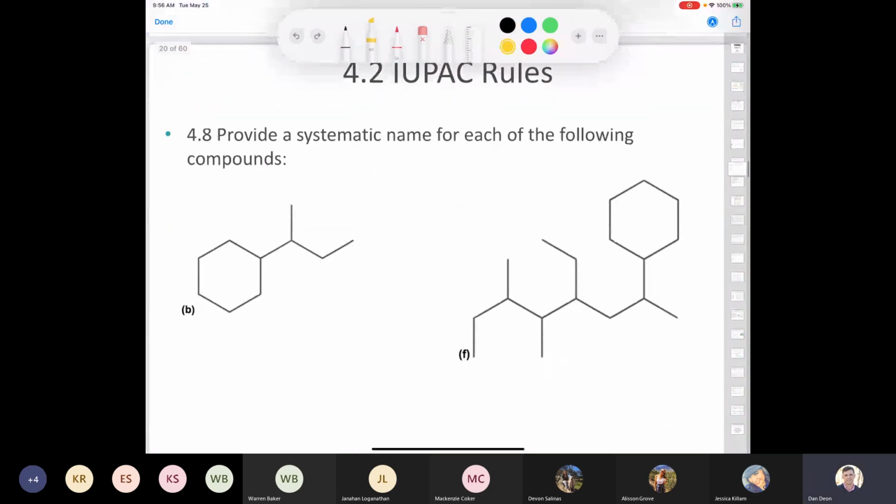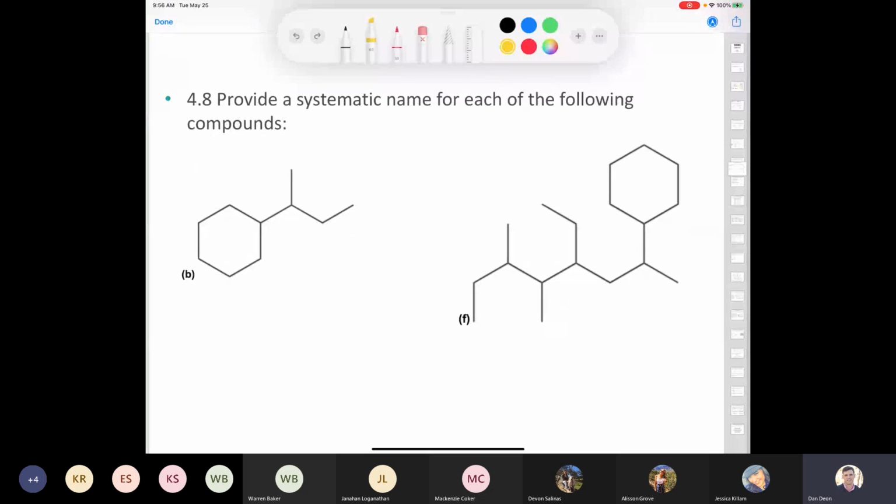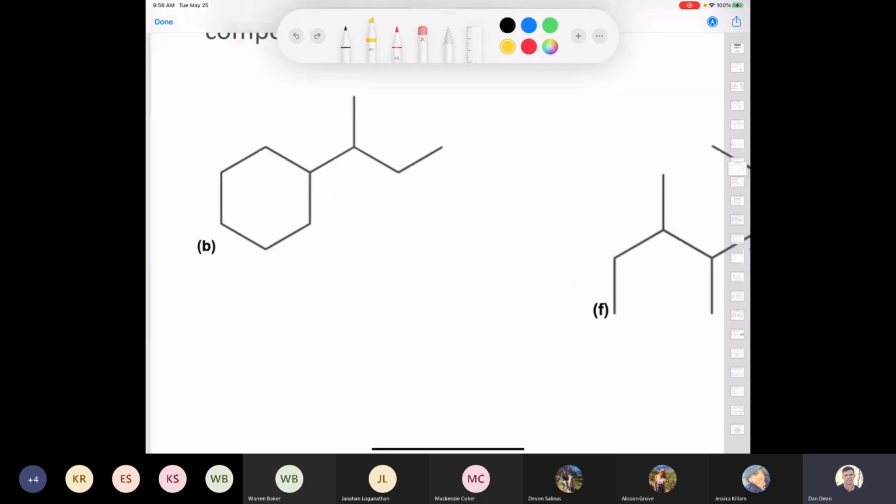Okay, so with that in mind, let's try and provide some systematic names for these compounds. They might seem intimidating when you first look at them, especially because they have these cyclohexanes in them. But let's give them the old college try. Could anybody tell me what the longest carbon chain in B would be? And it is not a trick. I'm not trying to trip you up or anything. What would the longest carbon chain be here?